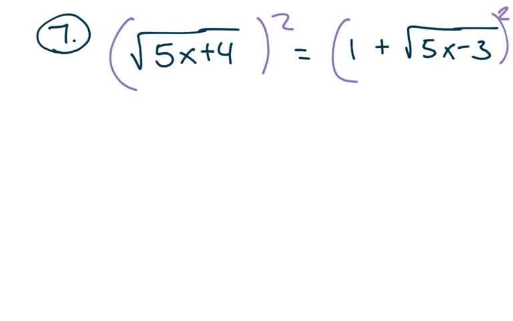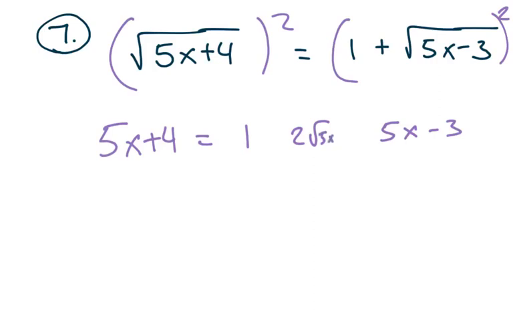itself. So we said we're going to square to get rid of the square root. We're going to get 5x plus 4. At this point, if you've been watching the video, hopefully you can easily FOIL this. We get 1. The back is going to be 5x minus 3. The middle is going to be 2 square root 5x minus 3. Again, square 1, it's 1. Square the square root of 5x minus 3, you're just going to end up getting 5x minus 3.